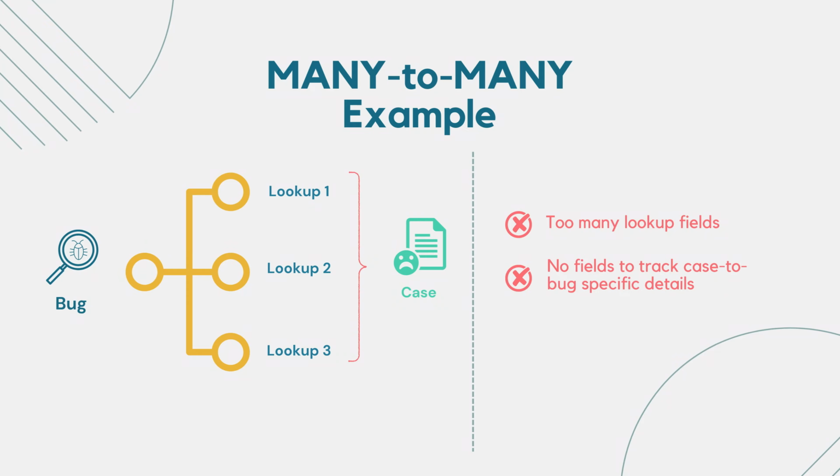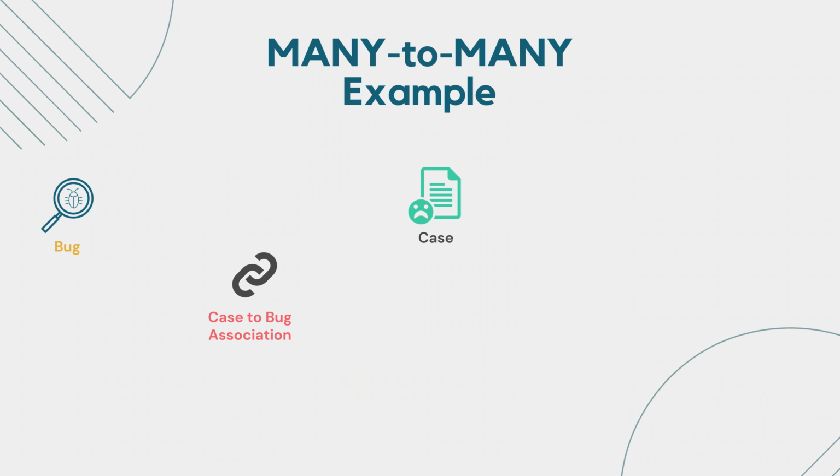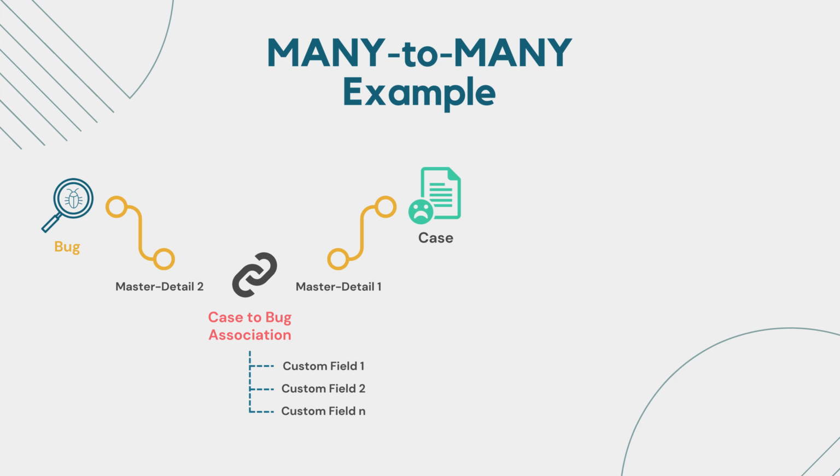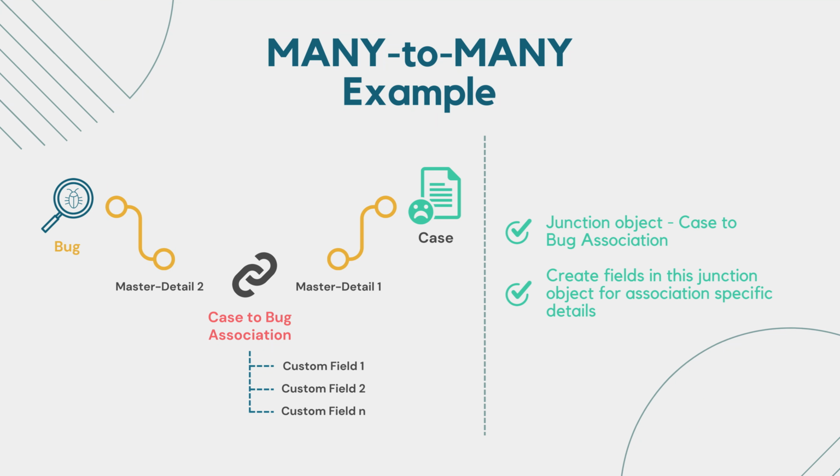So here, what we can do is to create a new custom object with name case to bug association and create two master detail relationships on it. The first field will relate this object with the case, and the second field will relate this object to the bug object. Moving further, we can create as many fields as we need on this object to track details specific to this case to bug instance. I hope that this example gave you a brief but good idea about how to implement many-to-many relationships in Salesforce.